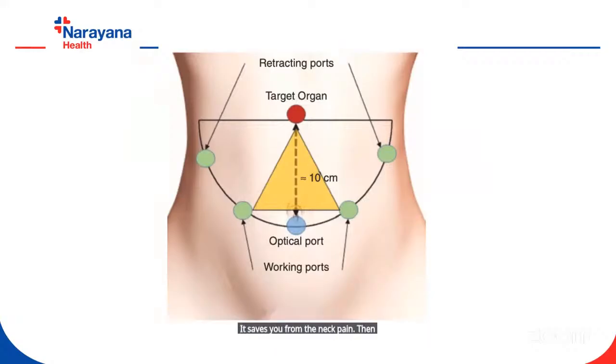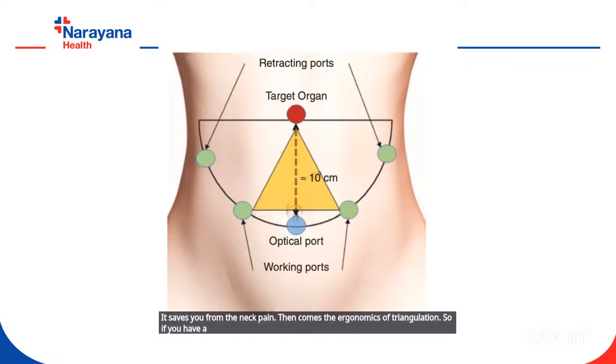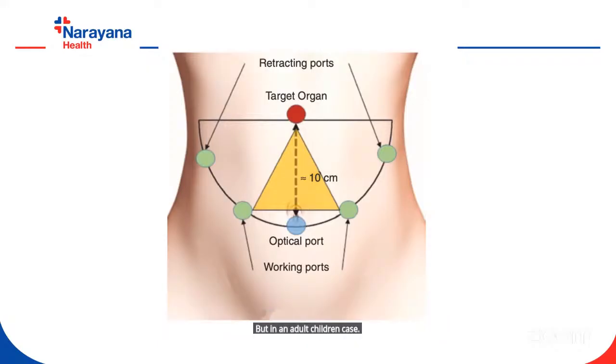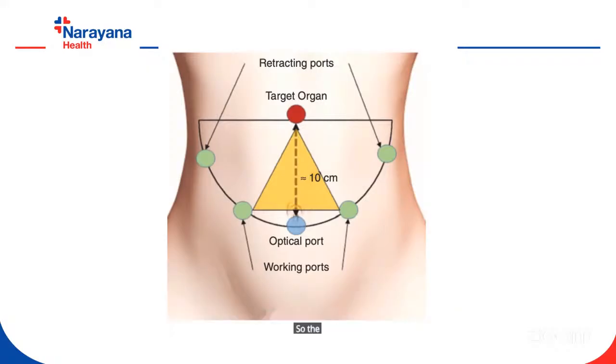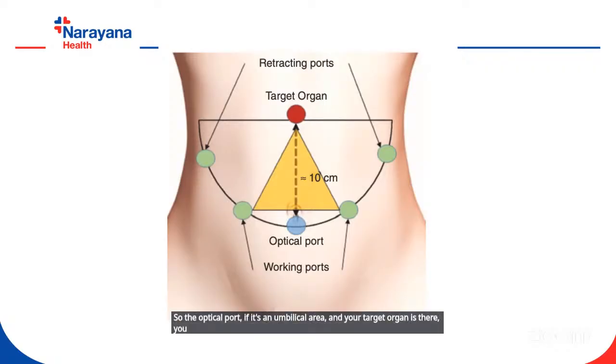Then comes the ergonomics of triangulation. If you have a target organ, in adults everything is almost predefined because the range does not vary much. But in a children's case, you have to have the total ergonomic part where you have to triangulate the whole thing. So if the optical port is in the umbilical area and your target organ is there, you have to put up the ports in such a way that you get a minimum of a 60-degree angle in the working part.